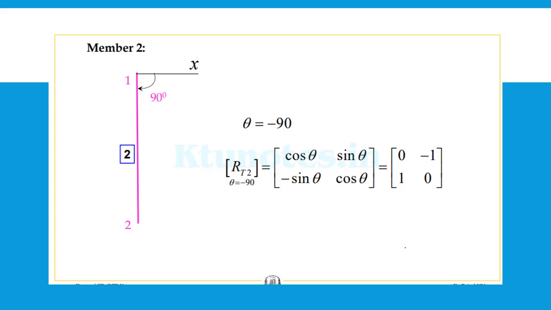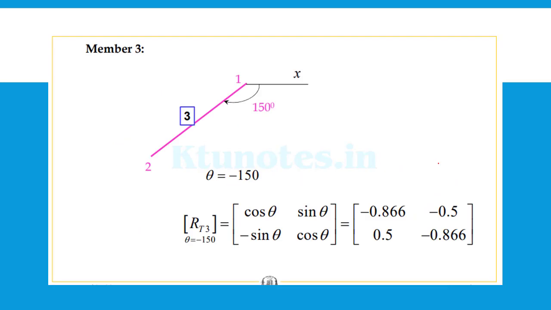For member 2 also we will have theta equal to minus 90 degree to give the matrix 0, minus 1, 1, 0. For member 3, theta is equal to minus 150 degree. With respect to this, it's actually a clockwise one, but downwards. Cos theta, sin theta, minus sin theta, cos theta will give you minus 0.866, minus 0.5, 0.5, minus 0.866.